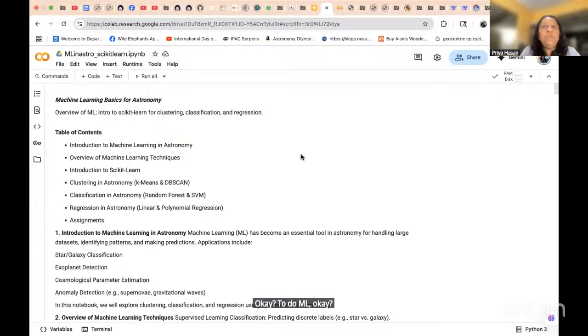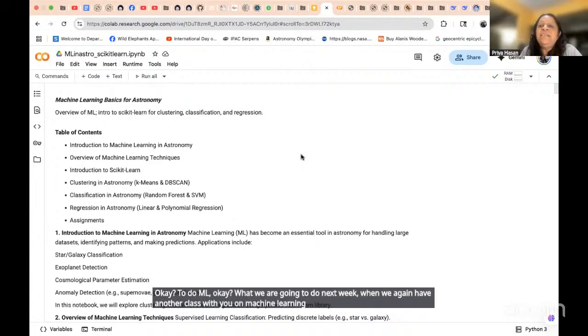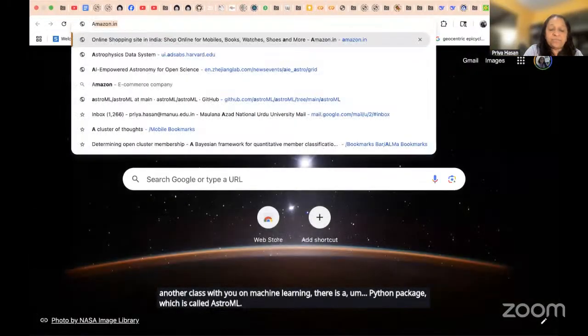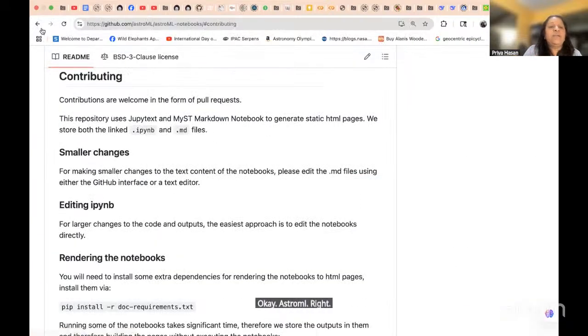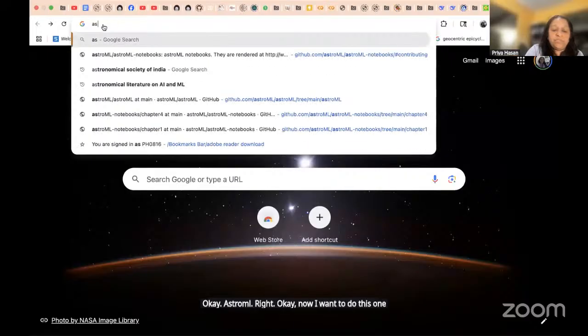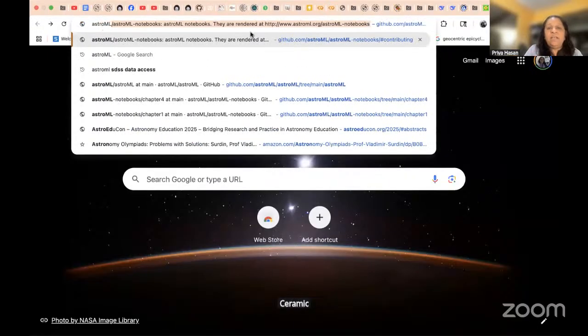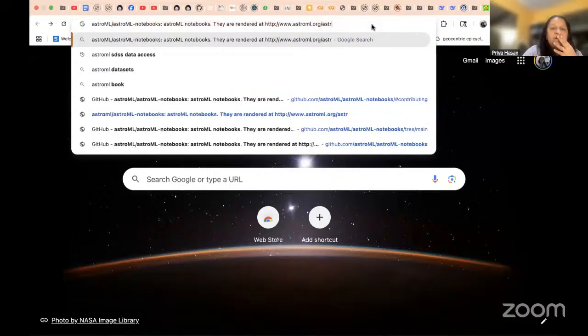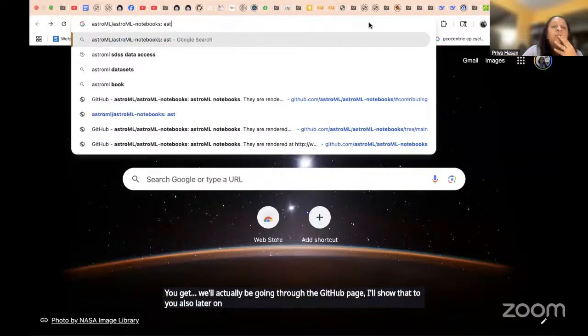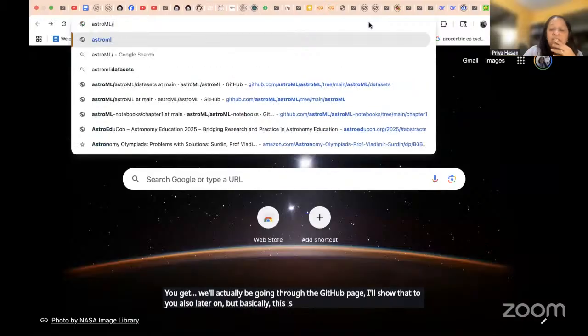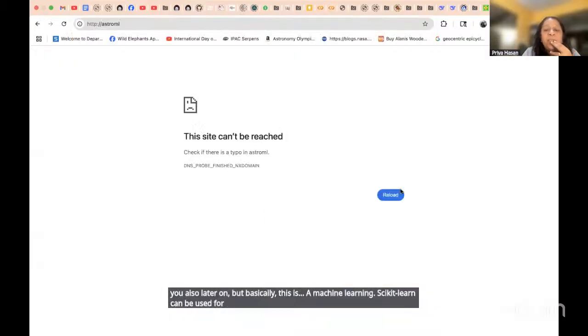What we are going to do next week, when we again have another class with you on machine learning, is use a Python package called Astro-ML. Let me just show you Astro-ML. We'll actually be going through the GitHub page, I'll show that to you later on. Scikit-learn can be used for anything, but Astro-ML is specific.